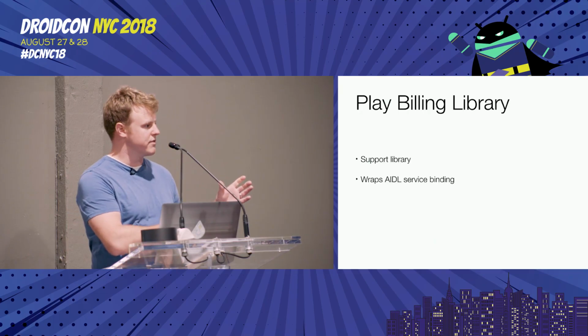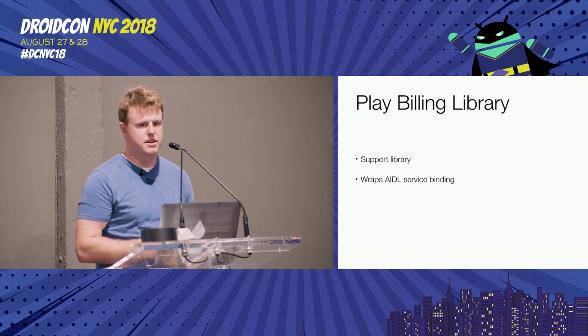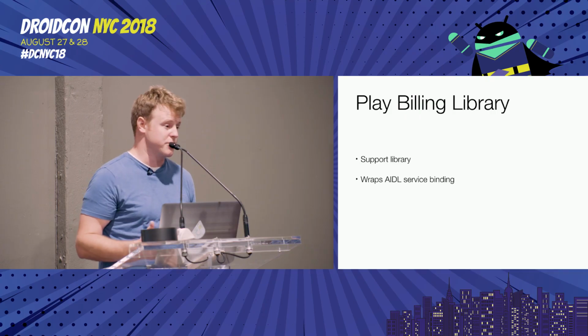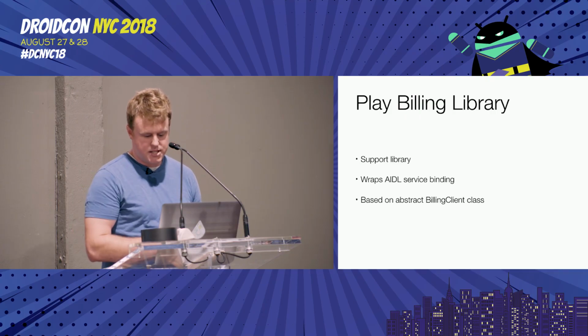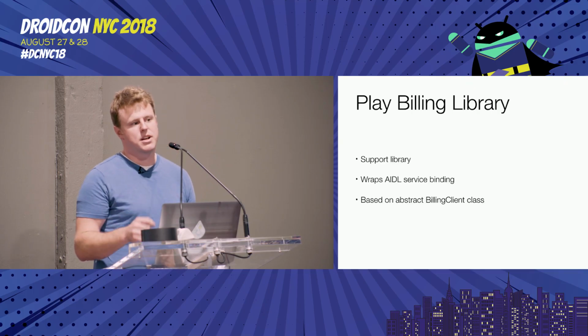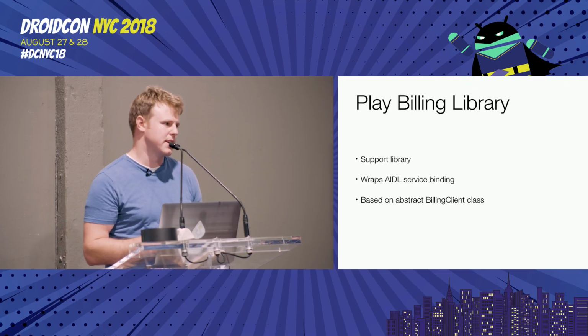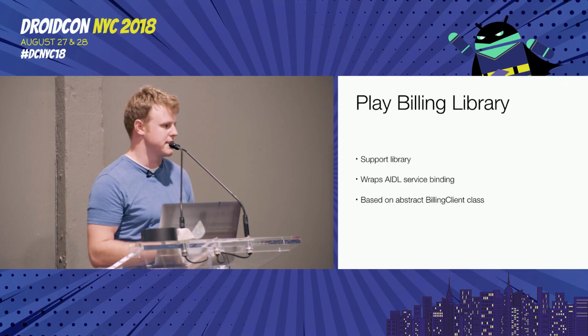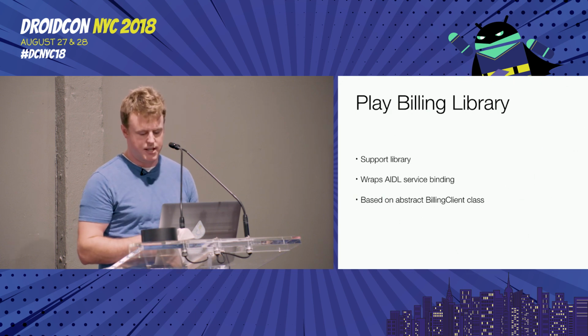Basically what the Play Billing Library does is it wraps that AIDL service binding. So it manages all of that for you, just like those third-party libraries did, so that you don't have to. It's based on an abstract BillingClient class. So the primary class that you interact with to use the Play Billing Library is this single abstract class. And that's important, and we'll come back to that later.